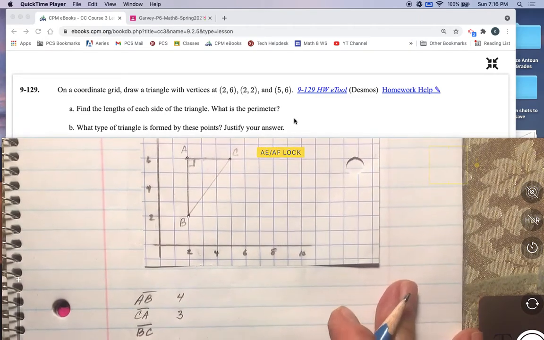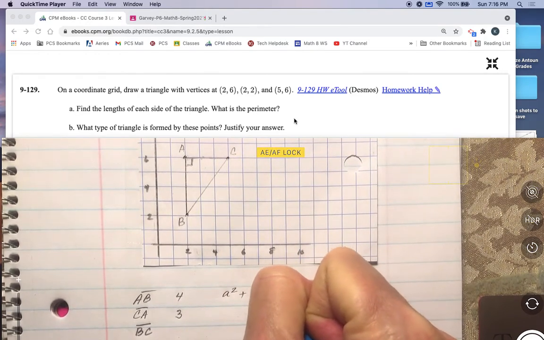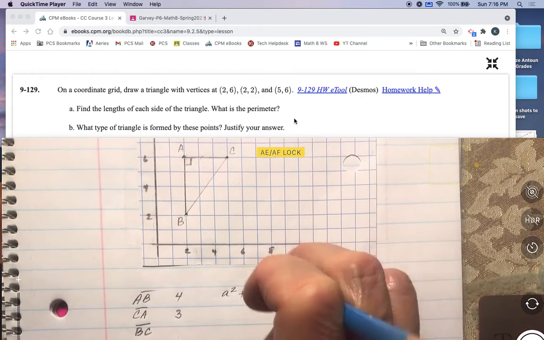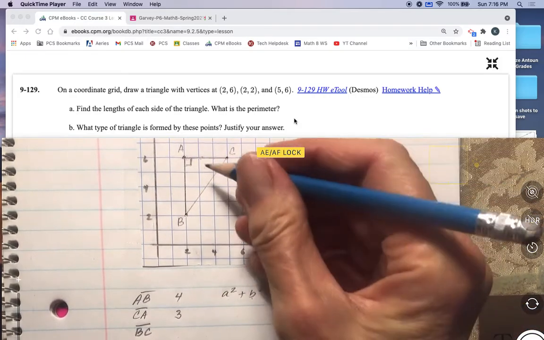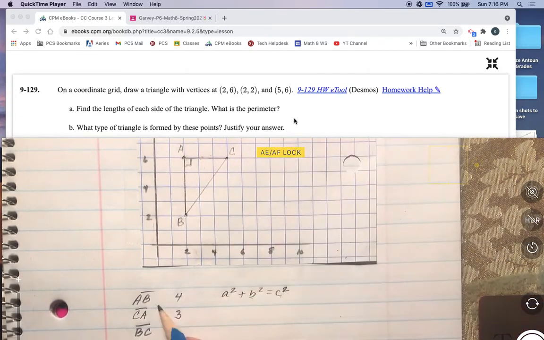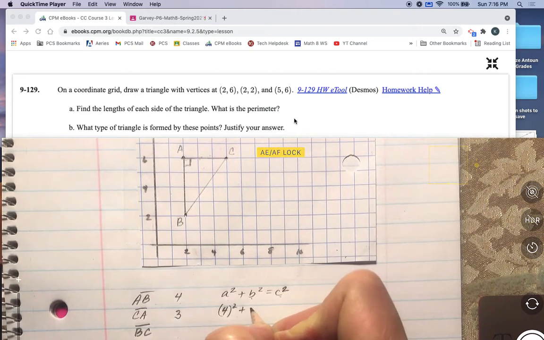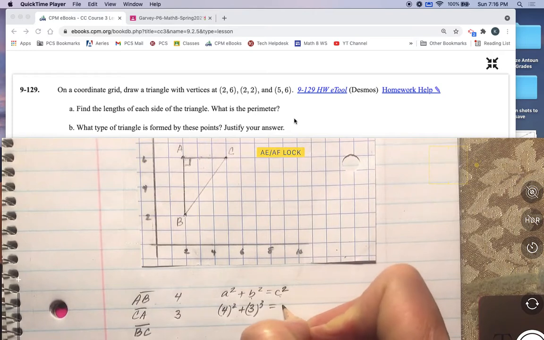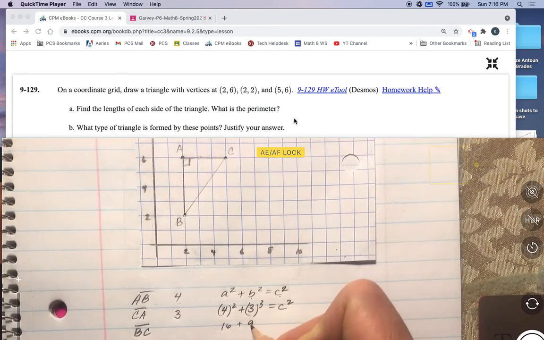But what we can do is use the Pythagorean theorem, which is a squared plus b squared equals c squared, to find our missing side. And of course, a and b are the legs, so that would be there and there. And c is going to be the hypotenuse. So a, let's say that's 4 squared, plus b, so that's 3 squared, is equal to c squared. So that is 16 plus 9.